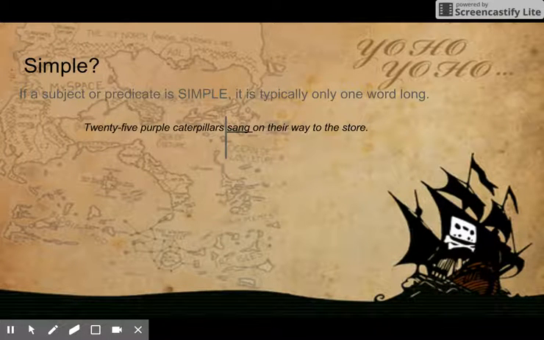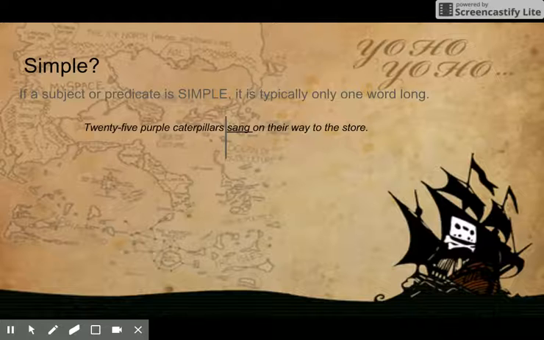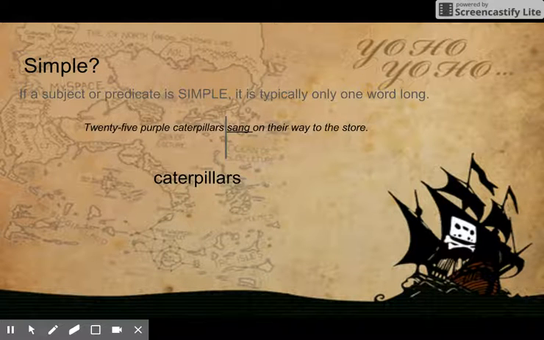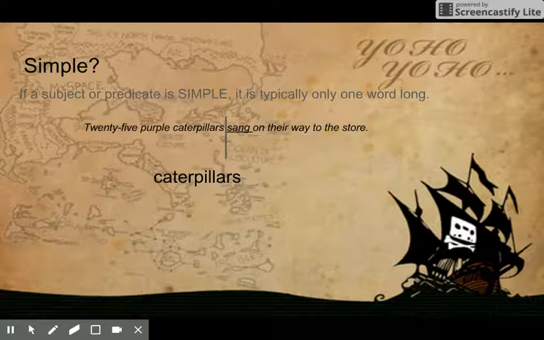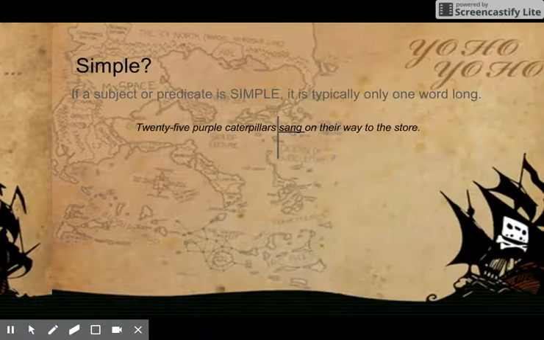In our example sentence, we know where the mast belongs to separate the who or what of the sentence, the subject, and the what's happening, or the predicate. If we were to just talk about the simple subject, who or what is the sentence really about? So where our mast is, to the left of that is our subject, and we have 25 purple caterpillars. But what is it really about? It's really about caterpillars. Everything else to the left of the mast provides more detail about the caterpillars in the subject, but it really comes down to talking about the caterpillars.